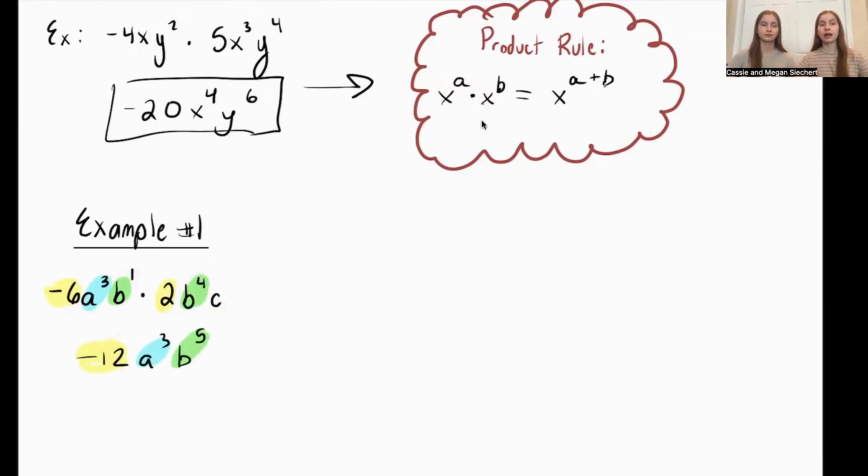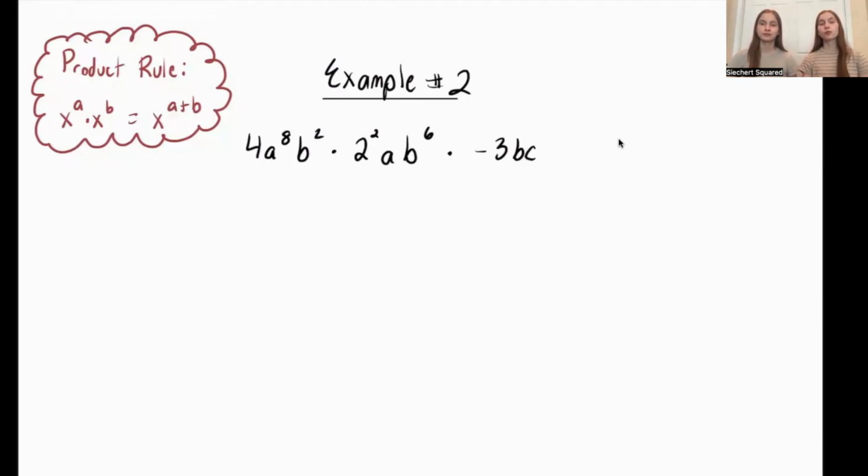And for the last thing, we have a c. And that c is actually the only c that shows up throughout the whole question. So we are going to bring that straight down. There's no other c for it to multiply with. Yep. So for this one, this is going to be our final, finished, and done answer.